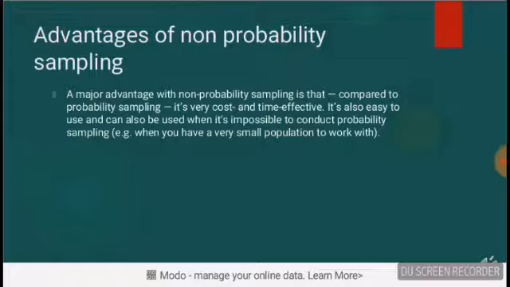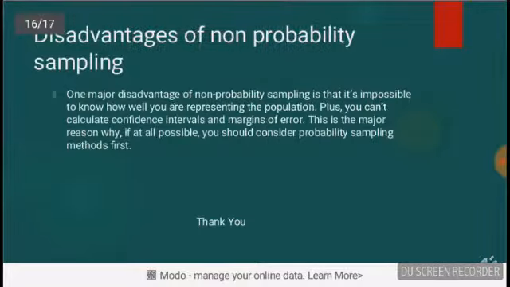Advantages of non-probability sampling. A major advantage with non-probability sampling is that compared to probability sampling, it is very cost and time effective. It's also easy to use and can also be used when it's impossible to conduct probability sampling, e.g., when you have a very small population to work with.